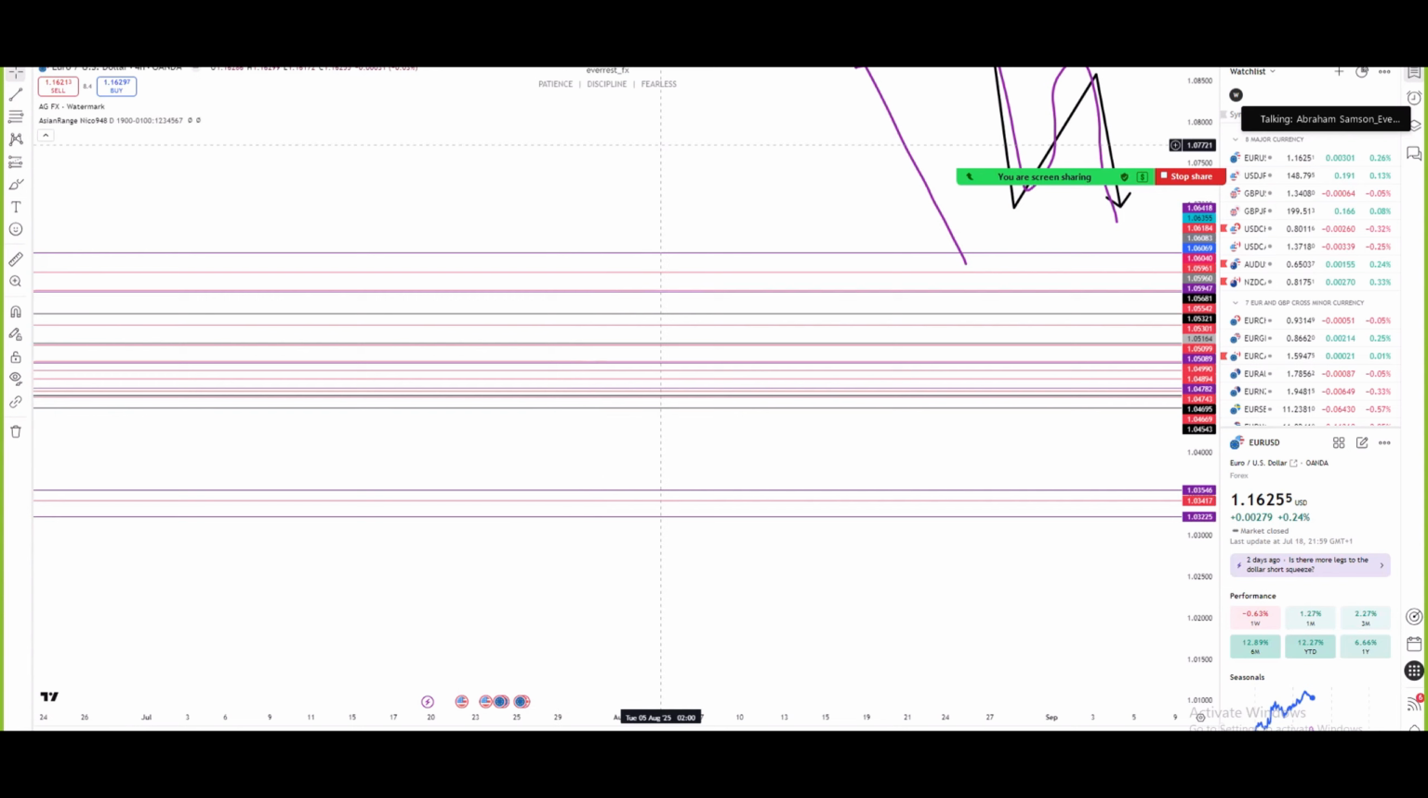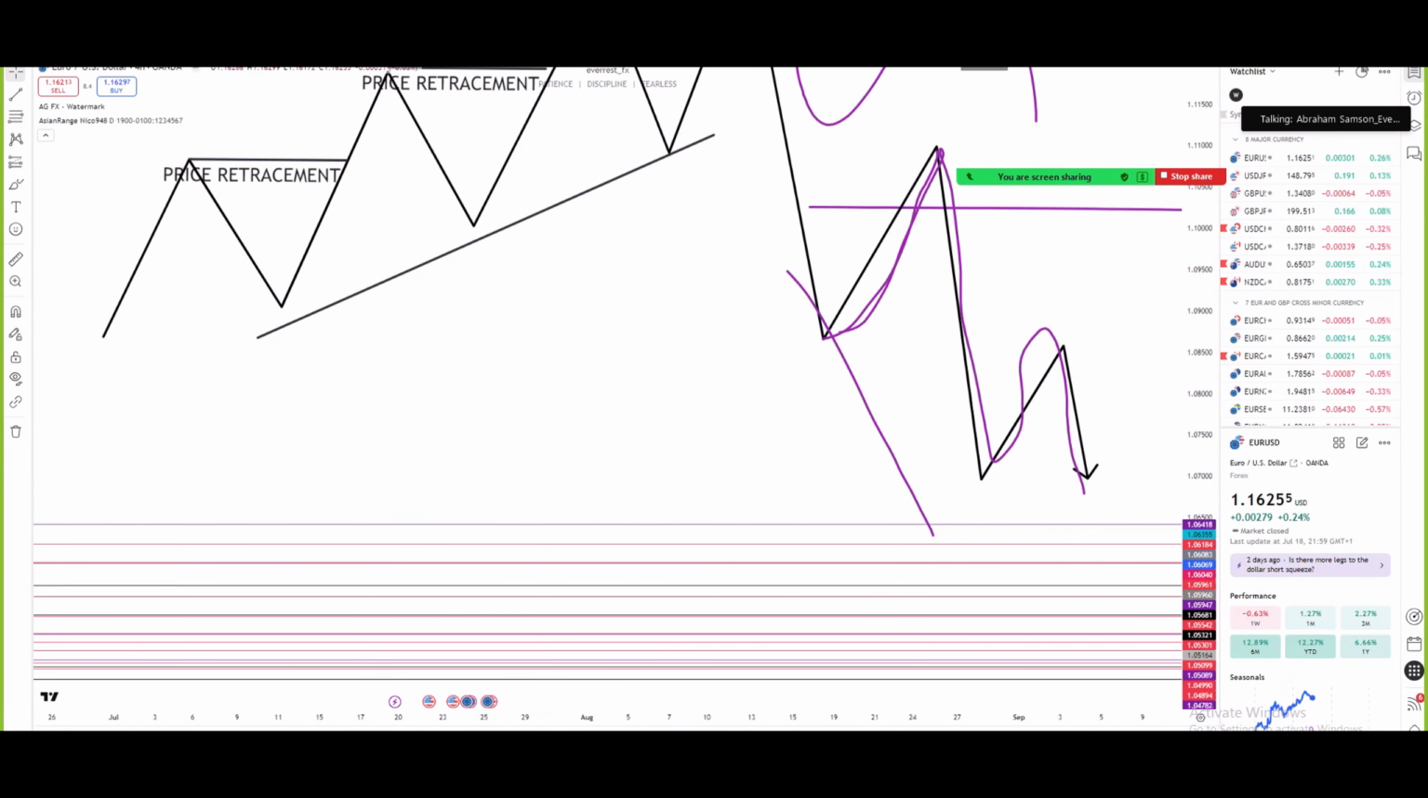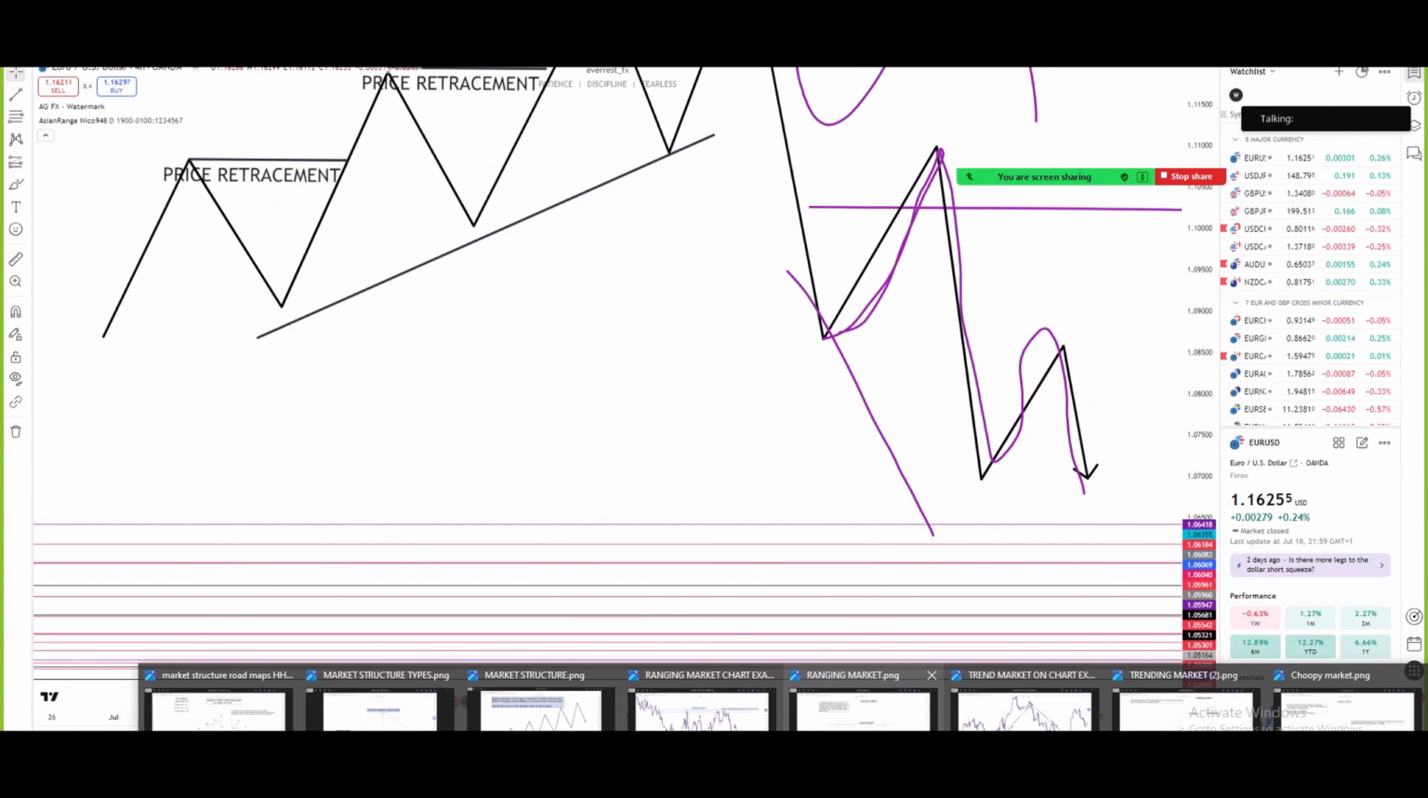Now in market structure, we have three major directions that price usually focuses on. Price might either be in an uptrend or in a downtrend. So price might either be going up or coming down or going sideways. I will show you an example.